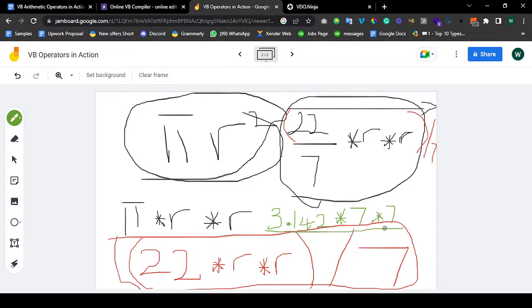This will work as well. This will work just fine. So let's get into writing our code. This is what I'll be going with.